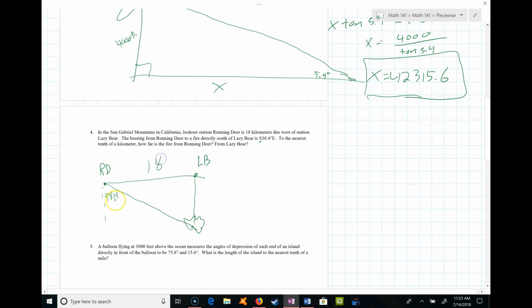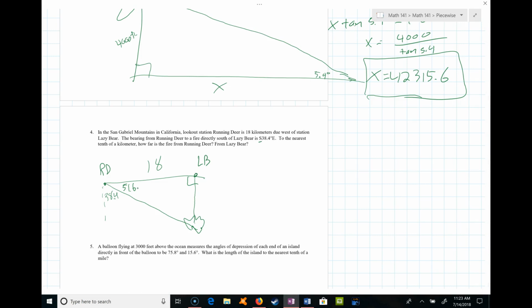So that's 18, that's 38.4. That, of course, would be 90 degrees because it's directly south. So knowing that this is 38.4 and this is a 90-degree angle, that would mean this is 51.6. Okay.